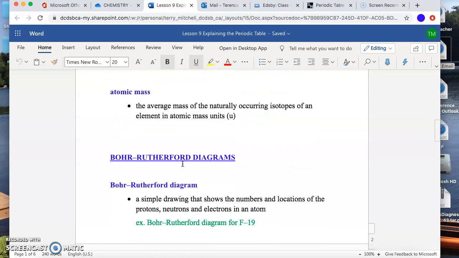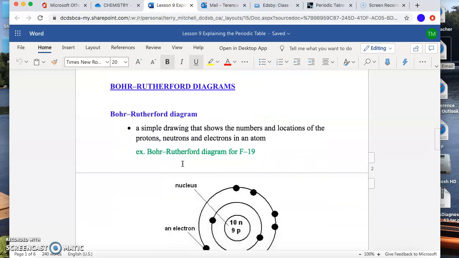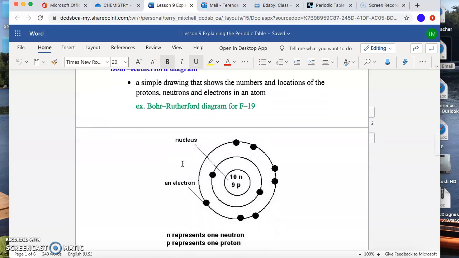I just discussed that. Now, we discussed Bohr and Rutherford, how they have given us our most modern version of what an atom is. And so we're going to spend some time drawing Bohr-Rutherford diagrams. And these are just basically simple drawings that show where the protons, neutrons, and electrons are. So this is a Bohr-Rutherford diagram for F19. This is fluorine 19, the most common fluorine isotope, has a weight of 19.